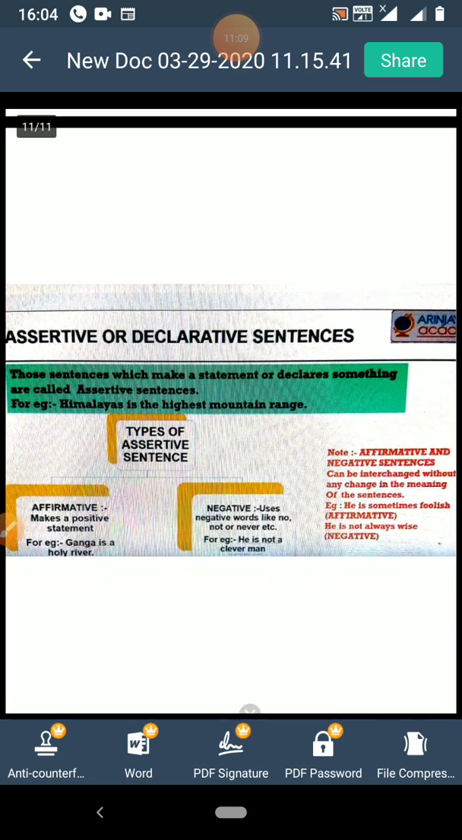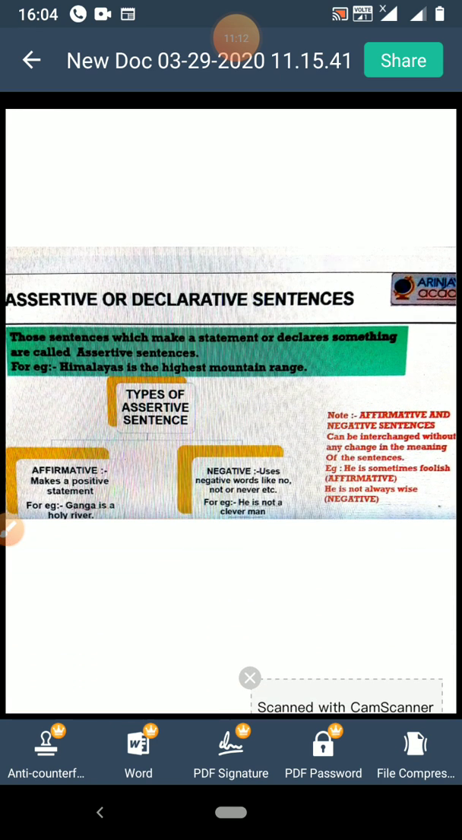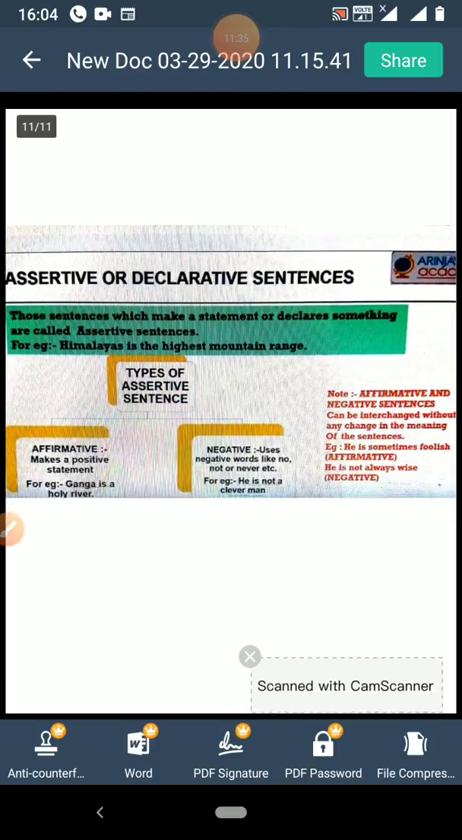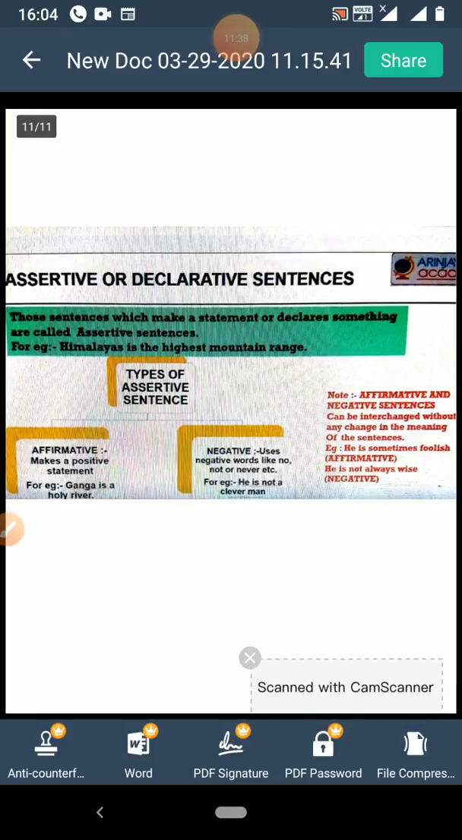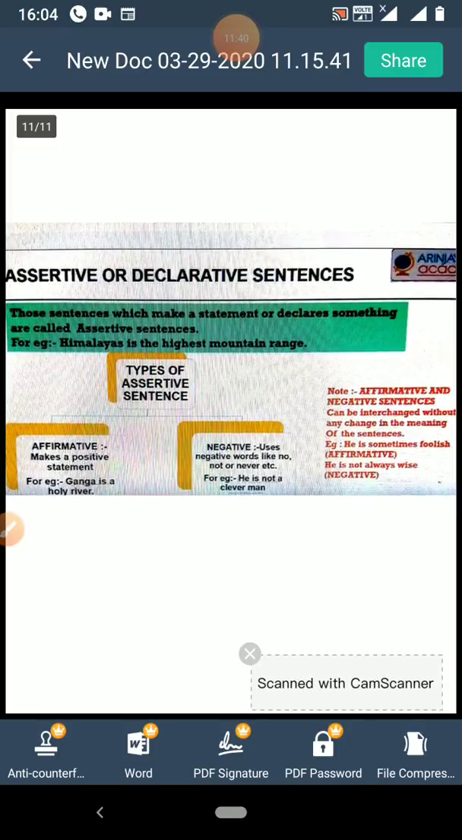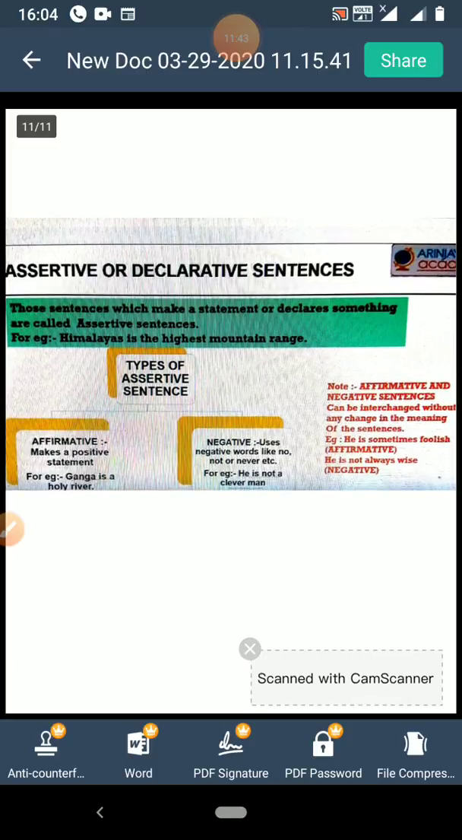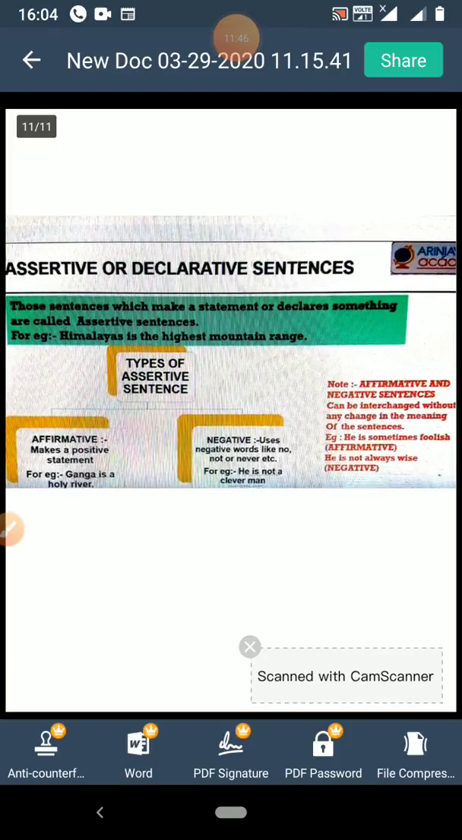Now, one important thing to be noted while learning the assertive or declarative sentence. The assertive sentences are of two types: affirmative sentences and negative sentences. Affirmative always makes a positive statement. Example, Ganga is a holy river. While the negative sentences use words like no, not, or never, etc. For example, he is not a clever man.